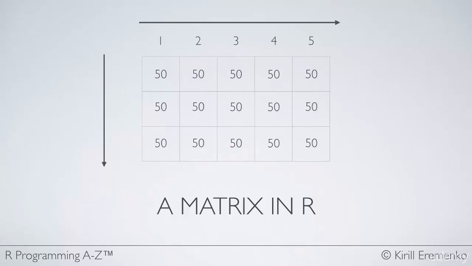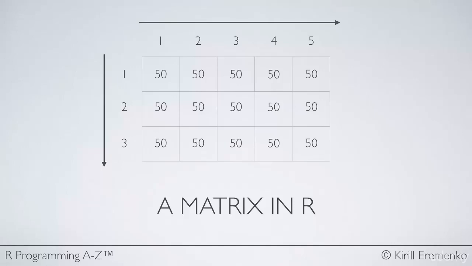Now, obviously, in order to work with a table, we're going to have to somehow recognize the second dimension, and that's why there's another set of indexation over here. So we've got 1, 2, 3, 4, 5 on the top and 1, 2, 3 on the left. And so that's what a matrix looks like in R. So basically, it's just a table.